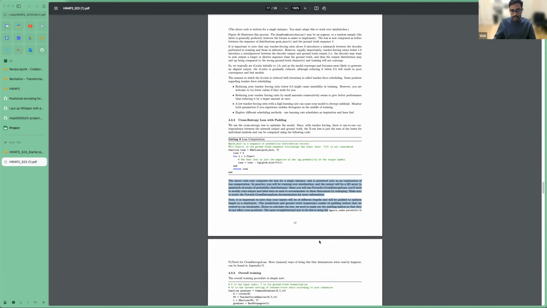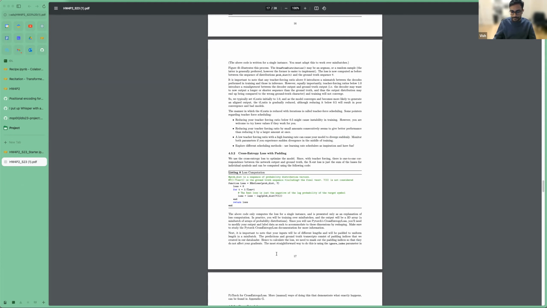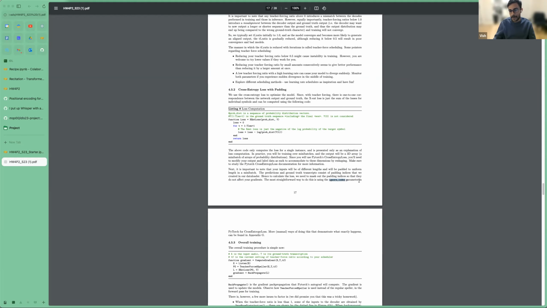Would you mind telling me what you don't understand? Is it the padding part? For the padding part, all you need to do is set the ignore index parameter to the pad token, and the loss ignores all the loss values corresponding to the padding, so that you don't have to mask your vectors manually. PyTorch has that functionality, so it's handy.